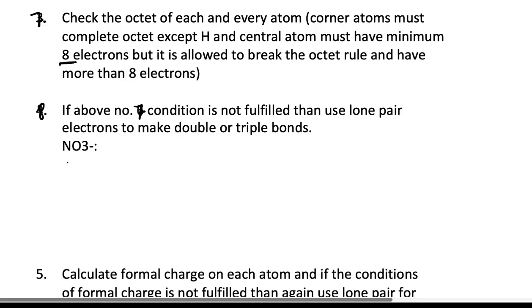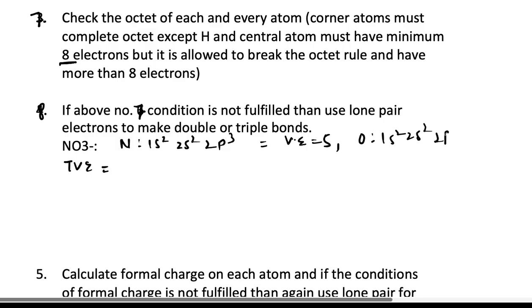So let's just apply all the rules in case of nitrate ion. First, let's calculate the total valence electrons. Let me write down the configuration for nitrogen. It is 1s2, 2s2, 2p3. So total valence electrons in case of nitrogen is 5. For oxygen it is 1s2, 2s2, 2p4. So valence electrons in case of oxygen is 6, right?